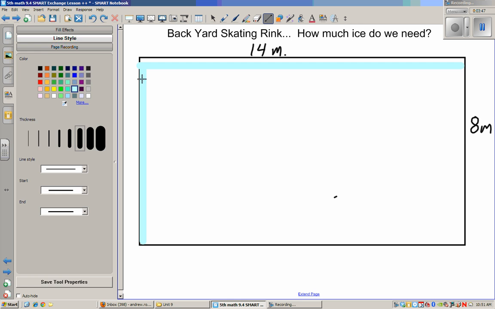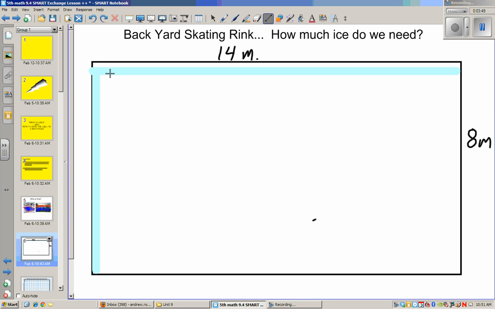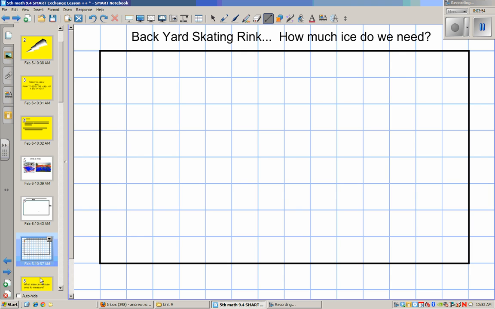So what you've got to think about when you're thinking about area is not just lengths, but you need to start thinking in square units. So square units are actual little squares. And since we're using meters, we're going to be using square meters to measure how much ice is on this rink. And a square meter is just one square like that. It's 1 meter long and 1 meter tall.